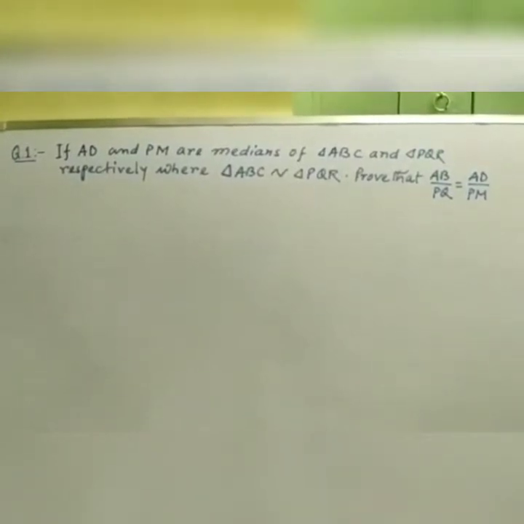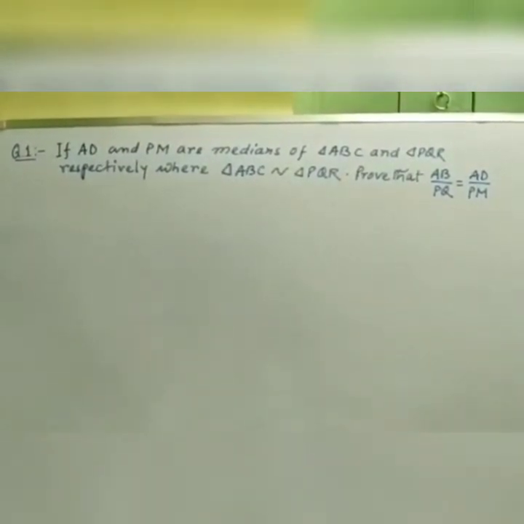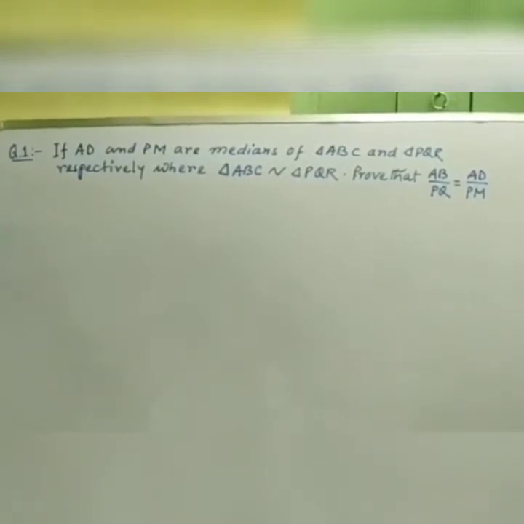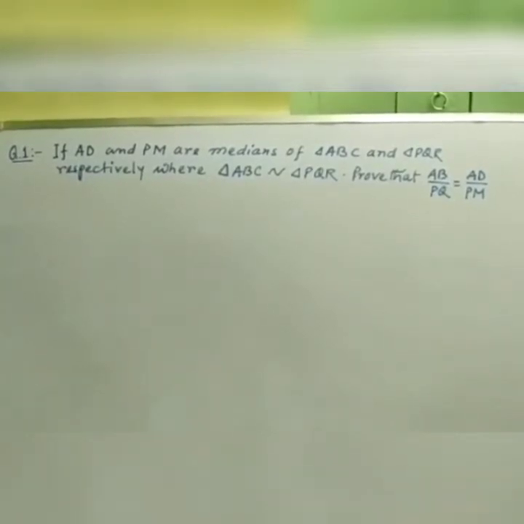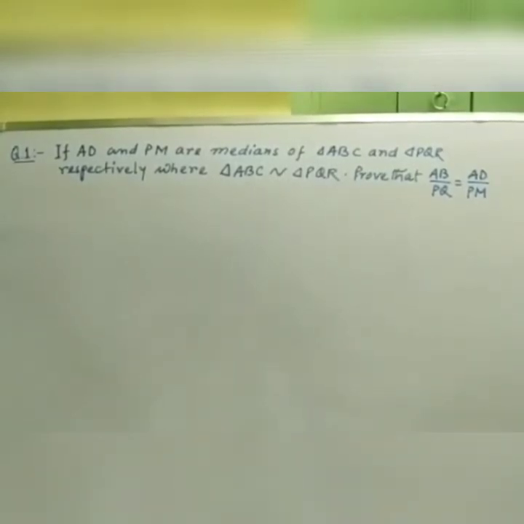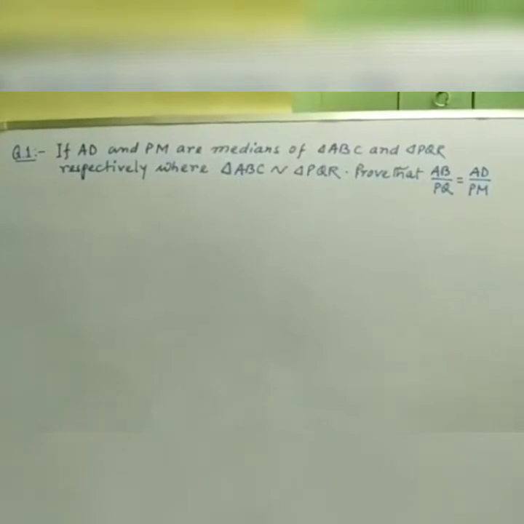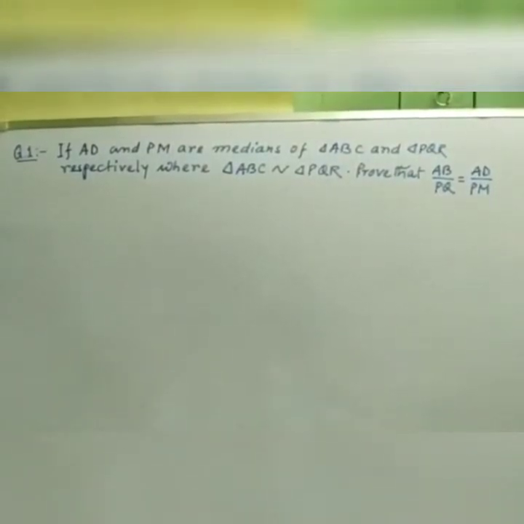Question number 1. If AD and PM are medians of triangle ABC and triangle PQR respectively, where triangle ABC is similar to triangle PQR, then prove that AB by PQ equals AD by PM. Here the condition given is that AD and PM are the medians of triangle ABC and triangle PQR, and also both triangles ABC and PQR are similar.